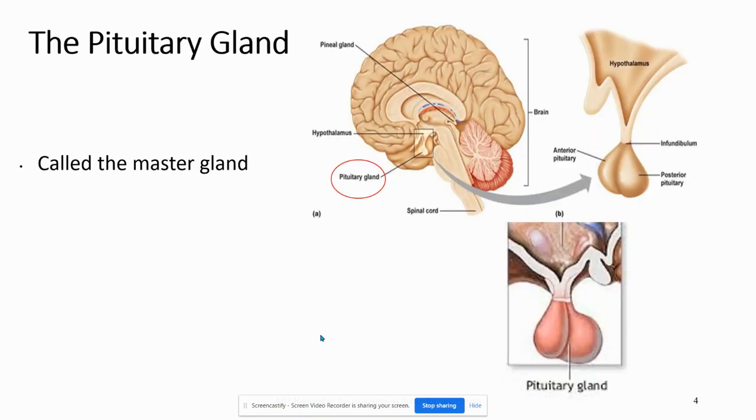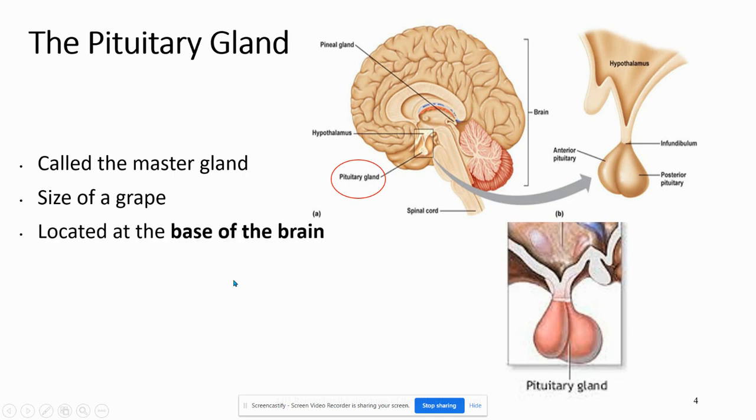So the first one we're going to talk about is called the pituitary gland. The pituitary gland is also called the master gland because it is the puppeteer that runs your life. It's only about the size of a grape. This is it right here that hangs from this little stalk in your brain. It is located at the base of the brain.